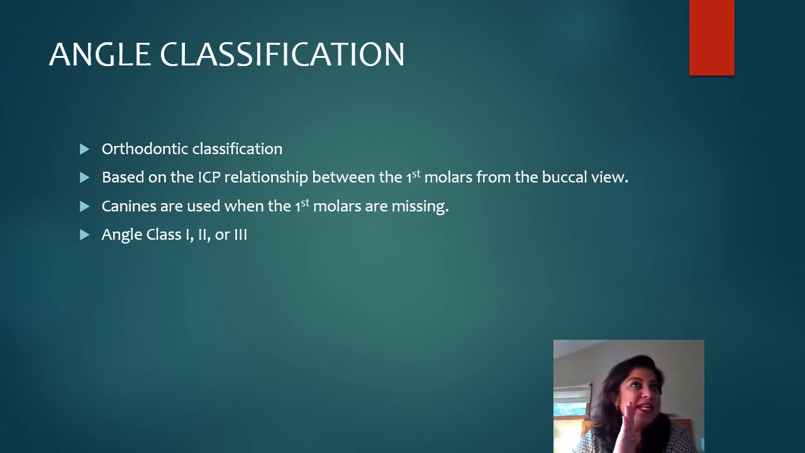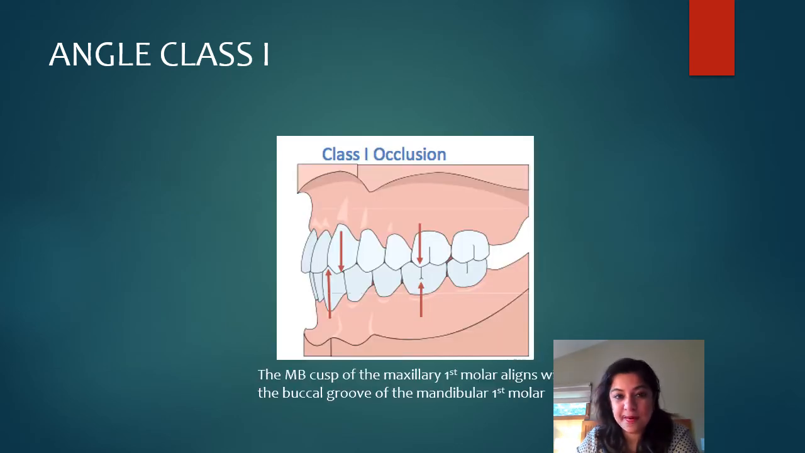So that is solely just looking at the molar and the canine relationship. But there are many, many other ways of classifying the bite. I'm just going to talk to you about Angle's classification here. Now let's look at Angle's classification. This is a favorite question that comes on the board.